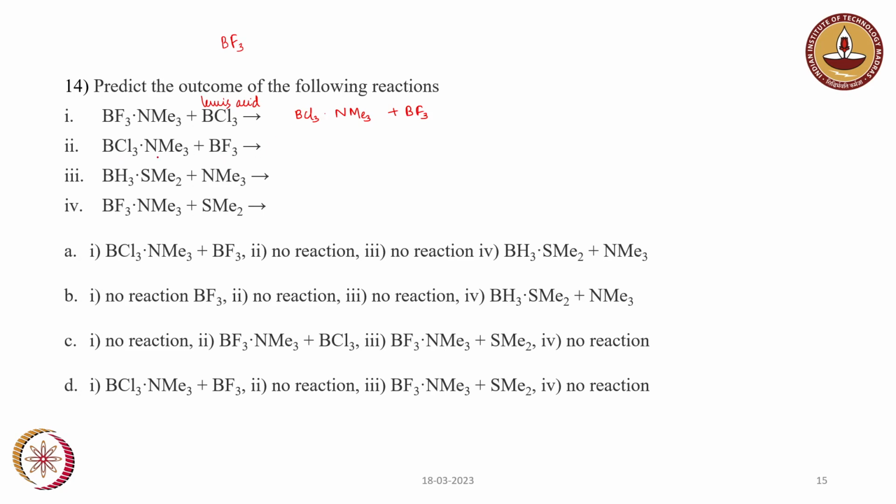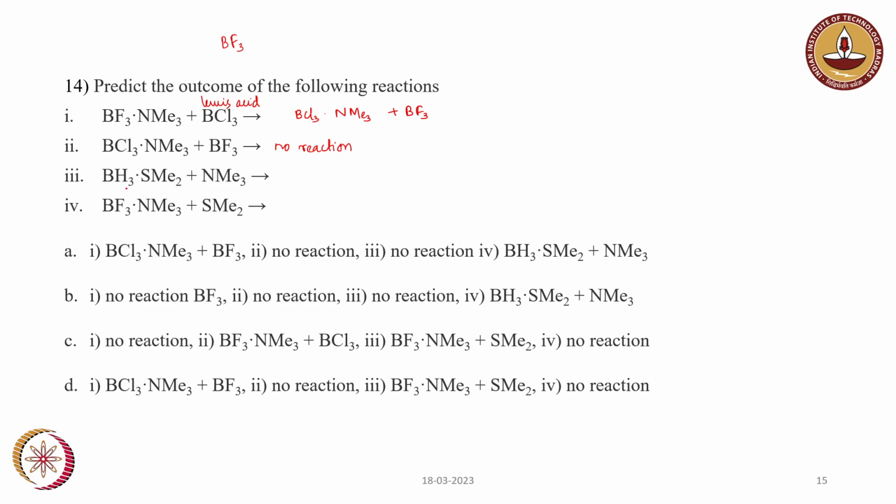And here, BCl3·NMe3 plus BF3. So this reaction will not proceed. So no reaction, because BCl3 is highly Lewis acidic. So the bond between this acid and base will be stronger compared to BF3 and base.